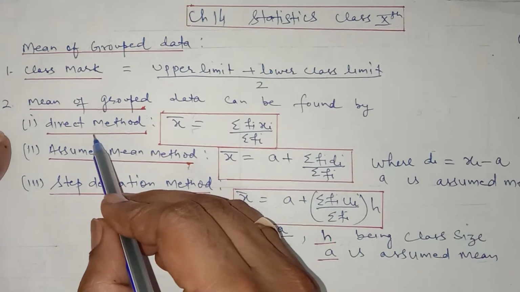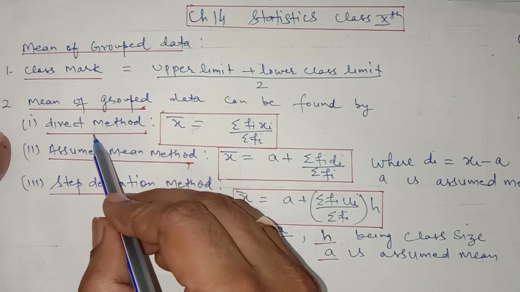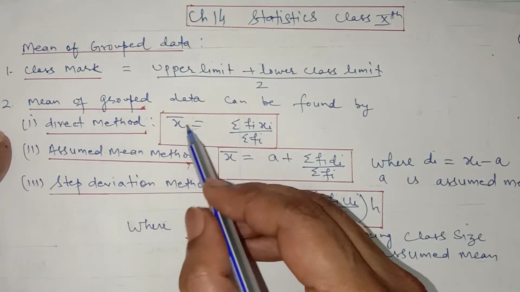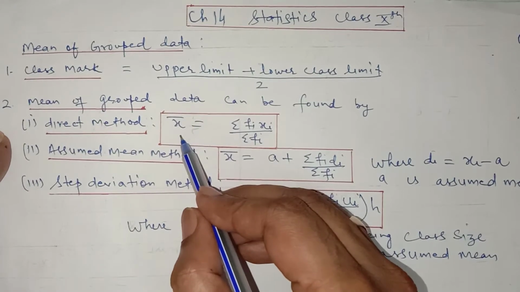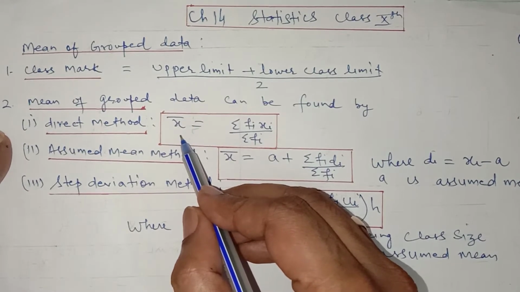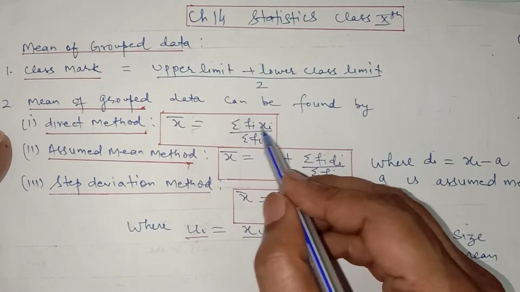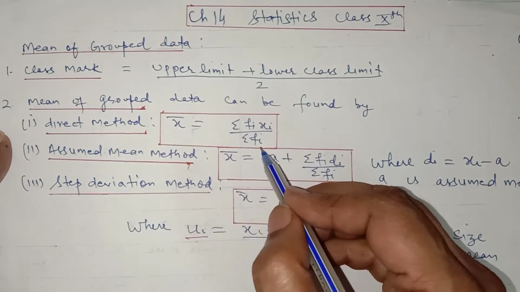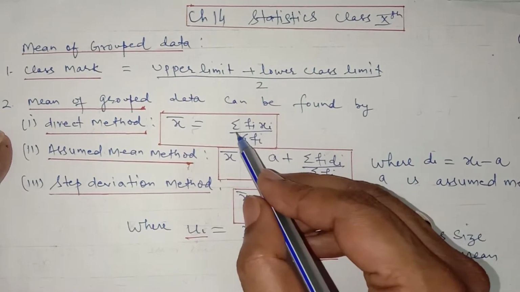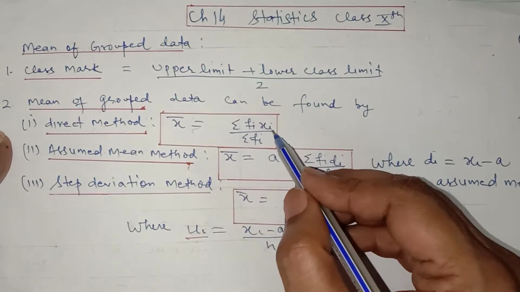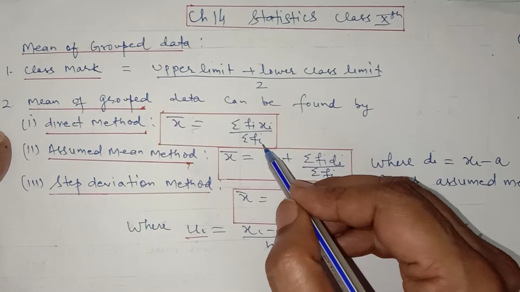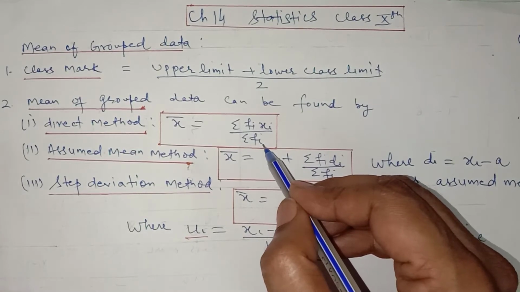Now the direct method to find the mean of the grouped data is x bar, where x bar denotes the mean of the given grouped data and is equal to summation fi xi upon summation fi, which means the sum of the product of frequency and the class mark divided by the total frequency. This is the mean for the grouped data, direct method.